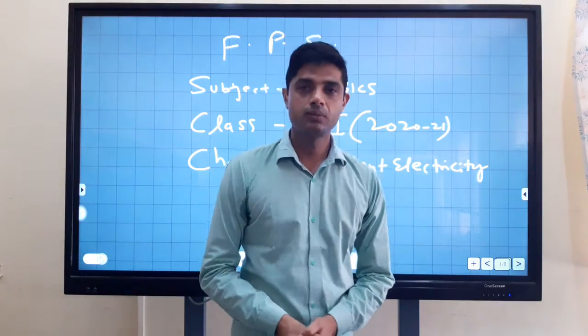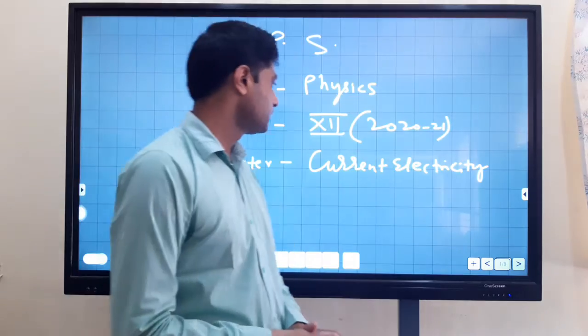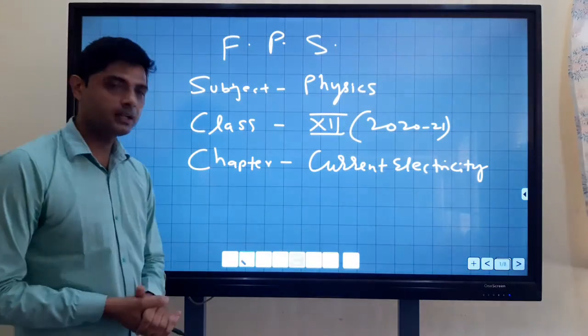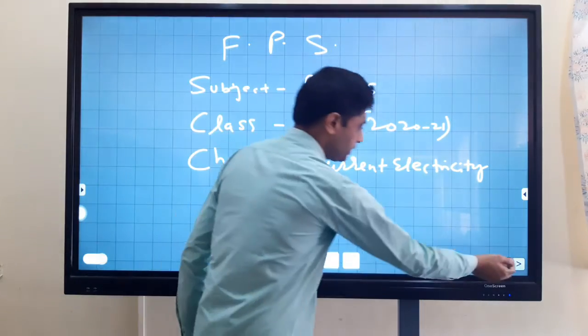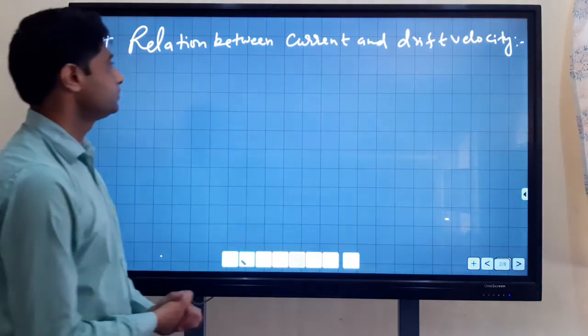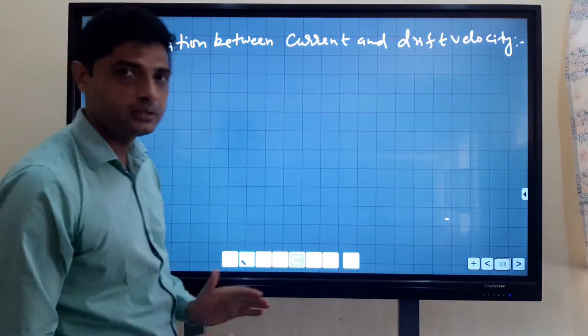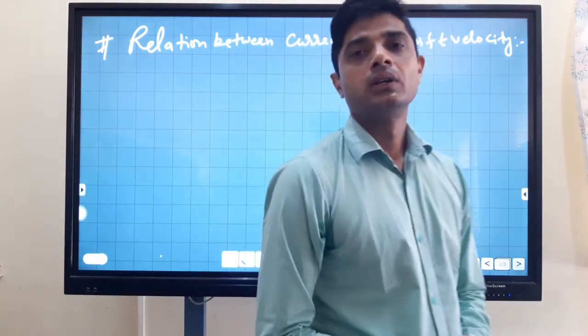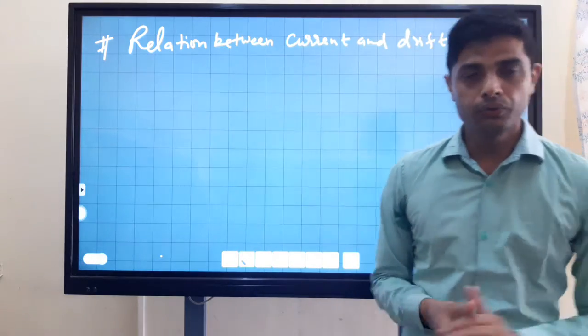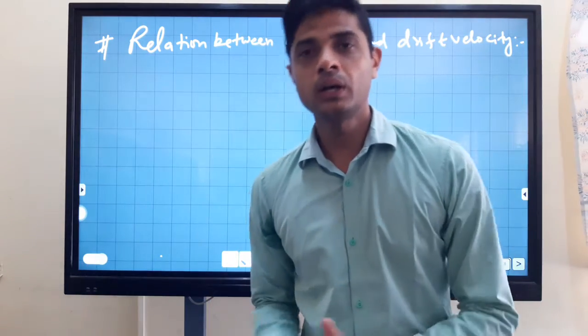Today I am going to take a lecture of 12th class. Today's chapter is current electricity, and today's topic is the relation between current and drift velocity. As you know, current is the rate of flow of charge through a wire.